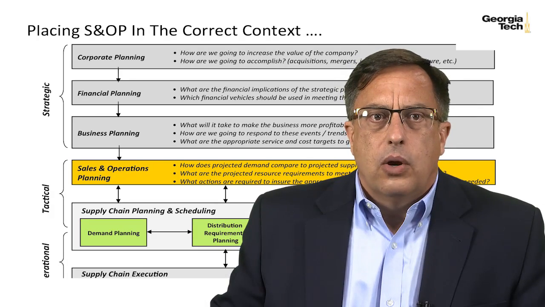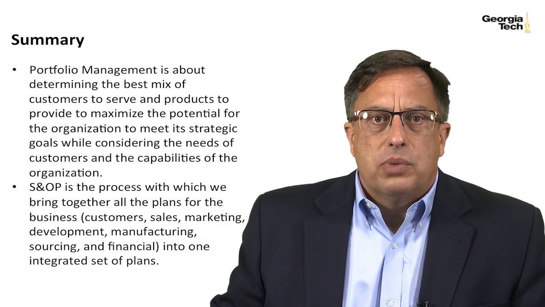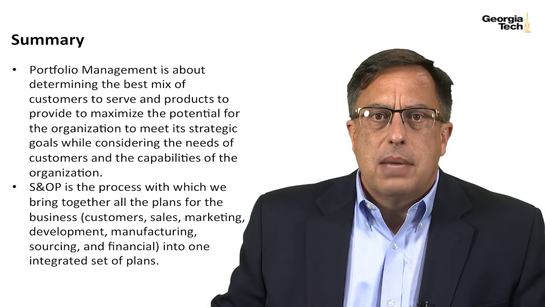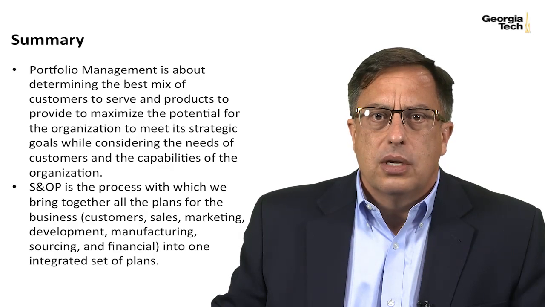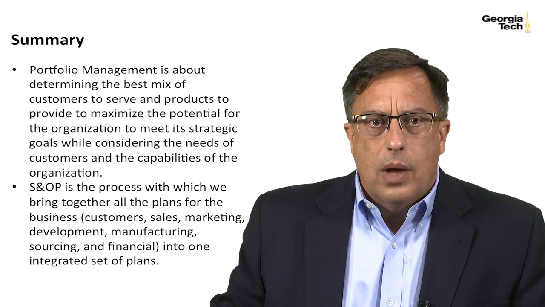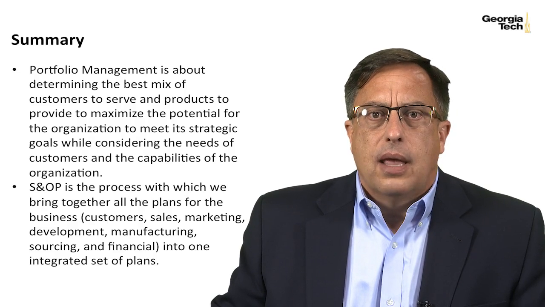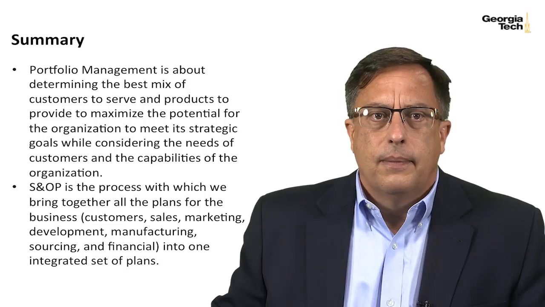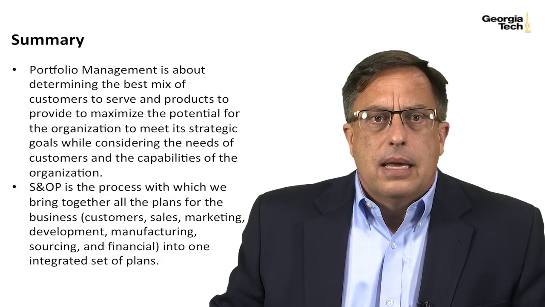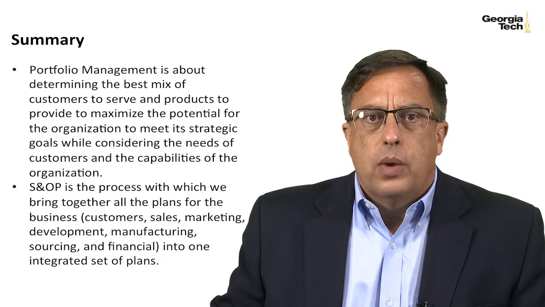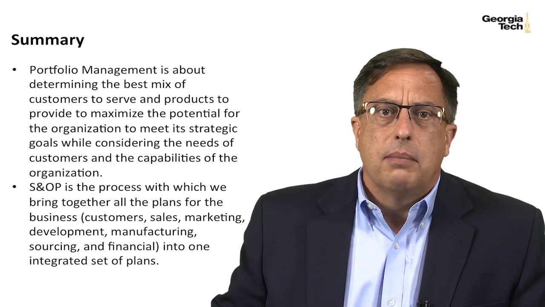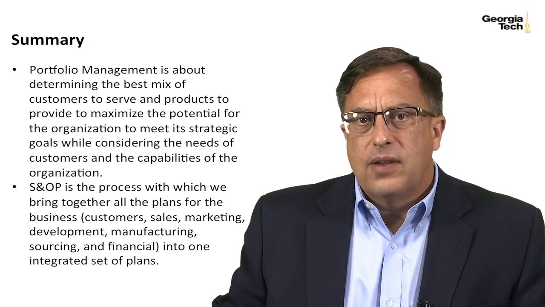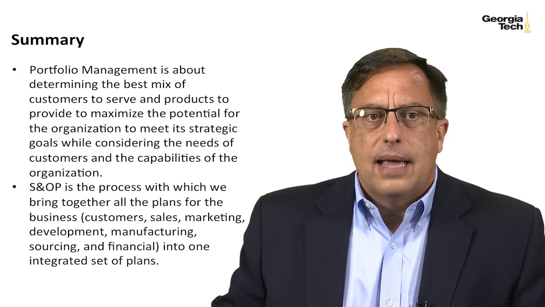In this lesson, we learned that portfolio management is about determining the best mix of customers to serve and products to provide to maximize the potential for the organization to meet its strategic goals while considering the needs of customers and the capabilities of the organization. S&OP is the process with which we bring together all the plans of the business: customer, sales, marketing, development, manufacturing, sourcing, and financial, into one integrated set of plans.